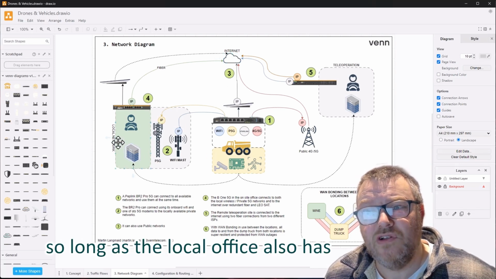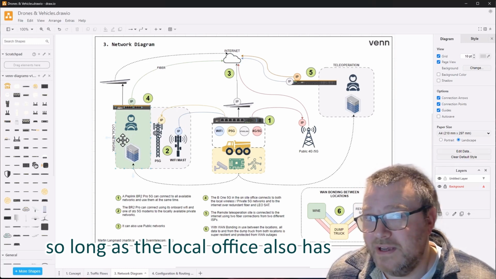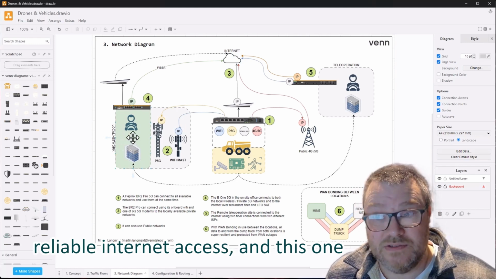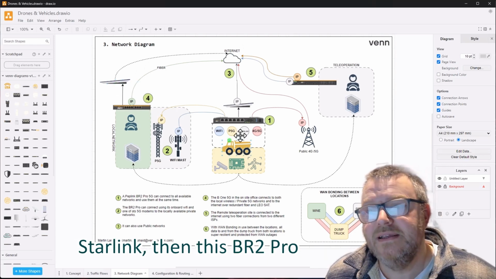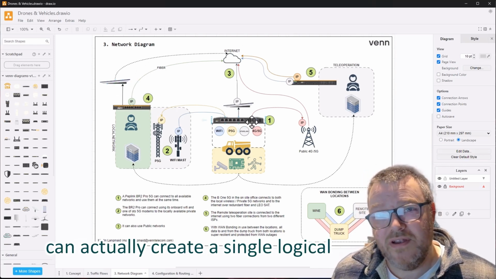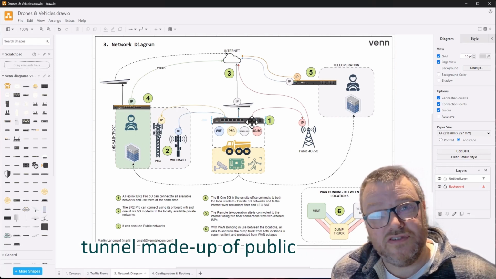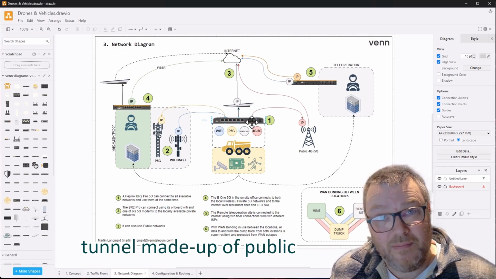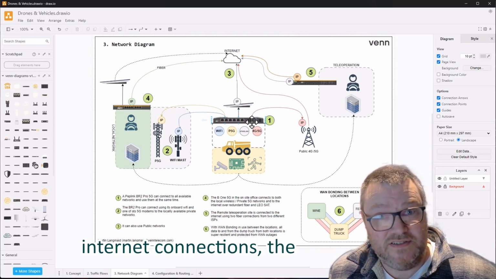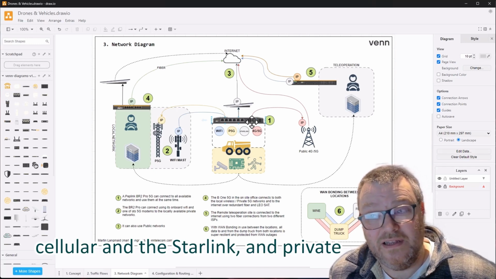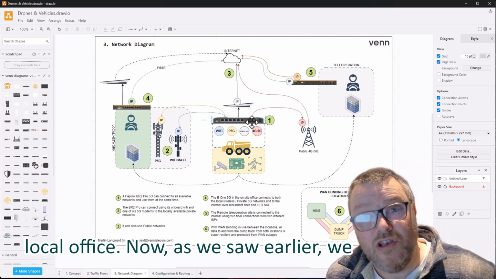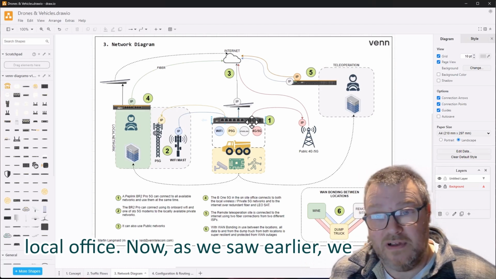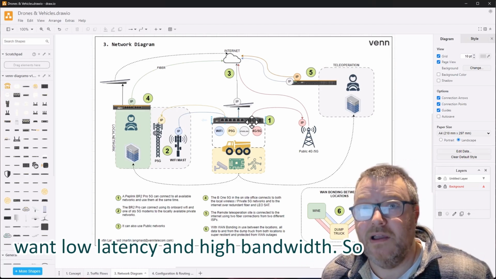Now, so long as the local office also has reliable internet access, and this one does because we've got a fiber connection and we're backing it up with a Starlink, then this BR2 Pro can actually create a single logical tunnel made up of public internet connections, the cellular and the Starlink, and private connections, and bond those back to the local office.